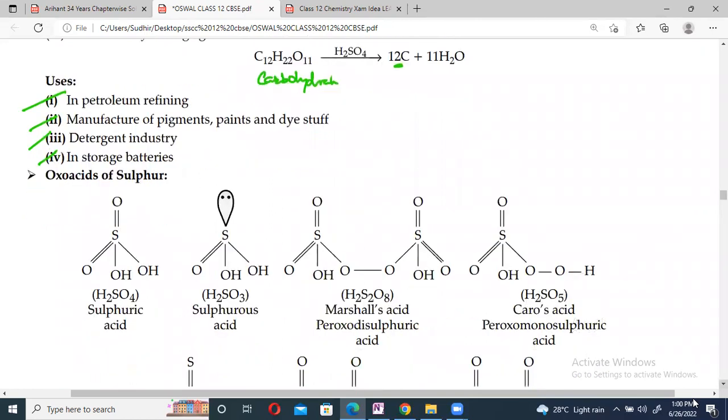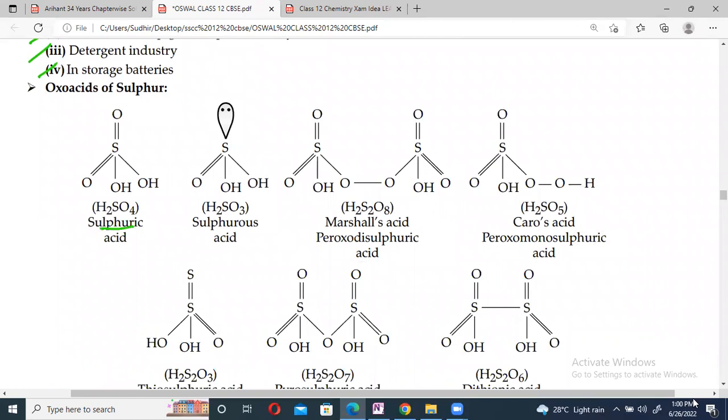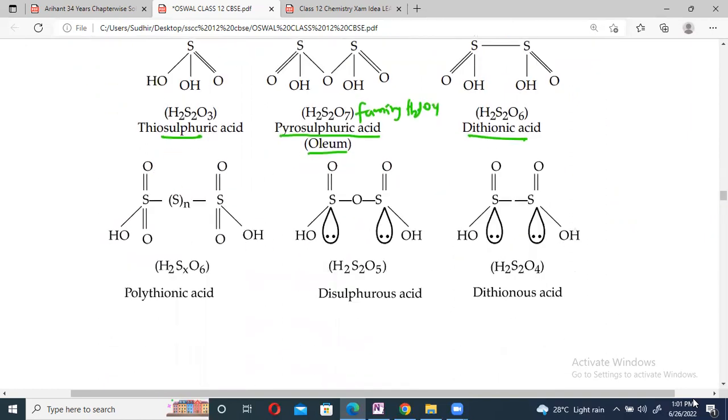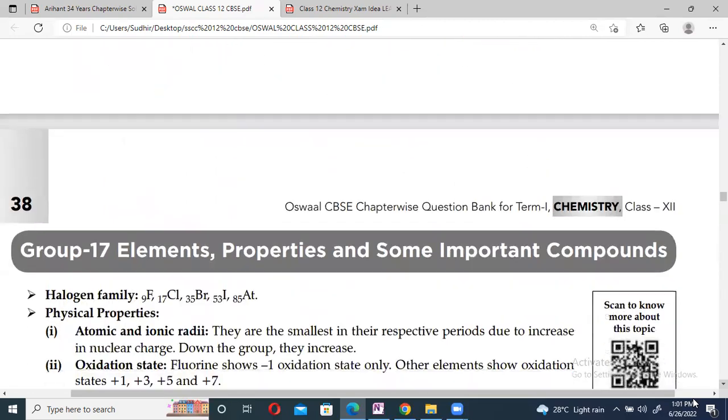This is oxyacid of sulfur. But please go through the name and formula and structure of oxyacids. Sulfuric acid, sulfurous acid, Marshall acid called peroxodisulfuric acid, permonosulfuric acid called Caro's acid. See, Caro's acid has one peroxy bond and Marshall acid also has one peroxy bond. Remaining none have a peroxy bond. Thiosulfuric acid, pyrosulfuric acid called oleum, which is also called fuming sulfuric acid, dithionic acid, polythionic, disulfurous, dithionous, name and formula, right?